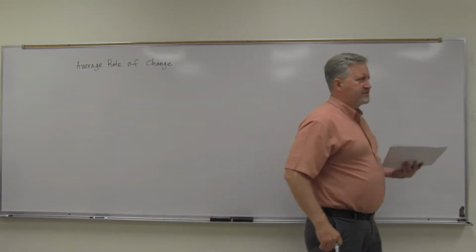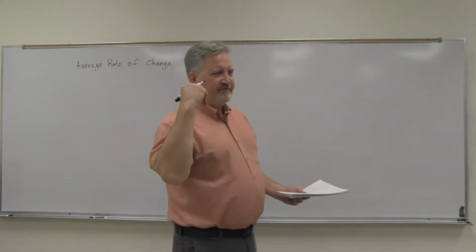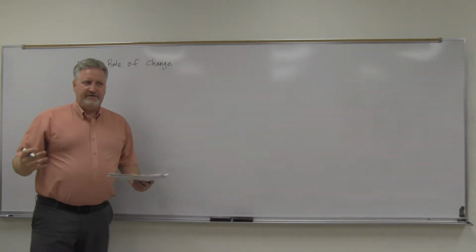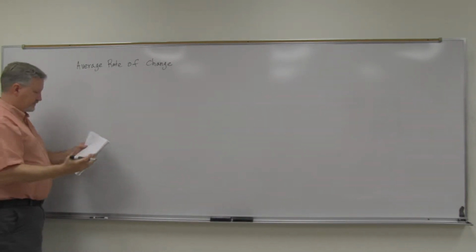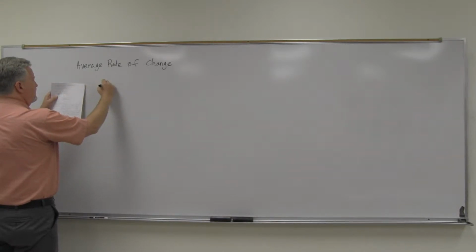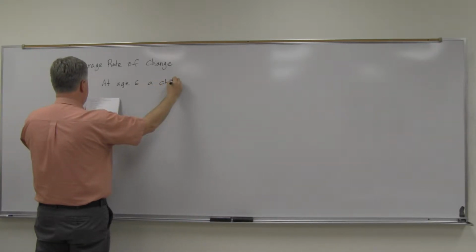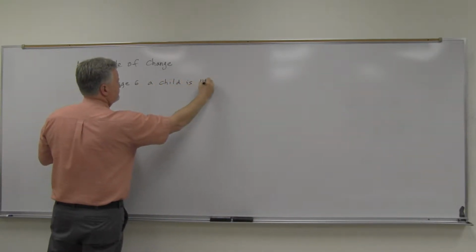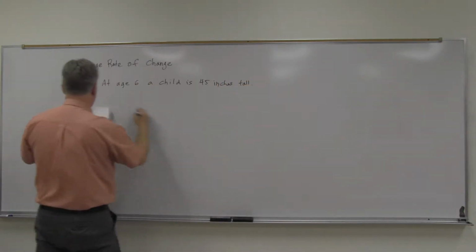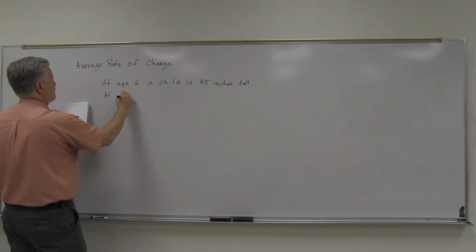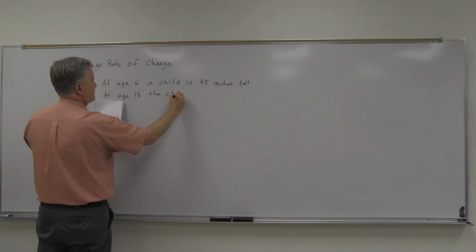Yeah, it turns out the slope can be interpreted as what I have on the board here, the average rate of change. Let me just give you an example here. Let's say I've got some data here. At age 6, a child is 45 inches tall. And then at age 13, the child is 60 inches tall.